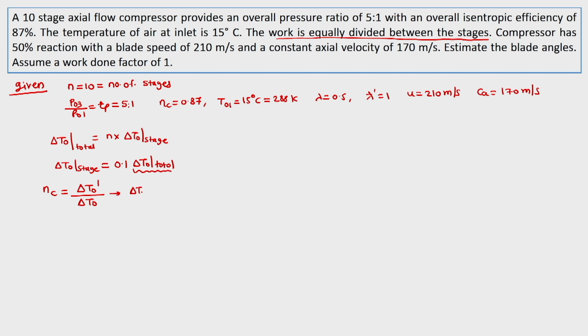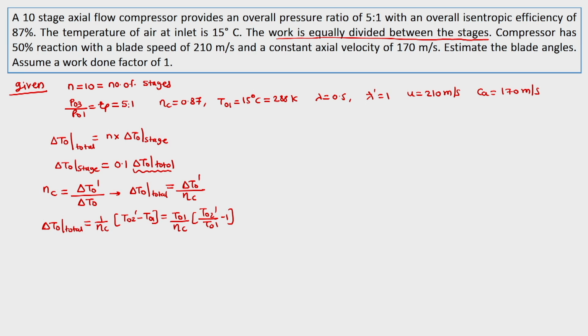So delta T naught, which is actually what we need, which is total, is equal to delta T naught dash divided by compressor efficiency. So delta T naught total is equal to 1 upon compressor efficiency into T naught 2 dash minus T naught 1. We can take T naught 1 common, so T naught 1 divided by compressor efficiency, into T naught 2 dash divided by T naught 1 minus 1.